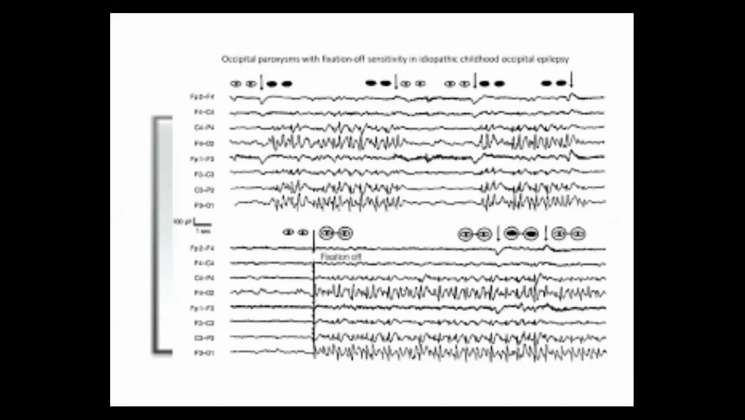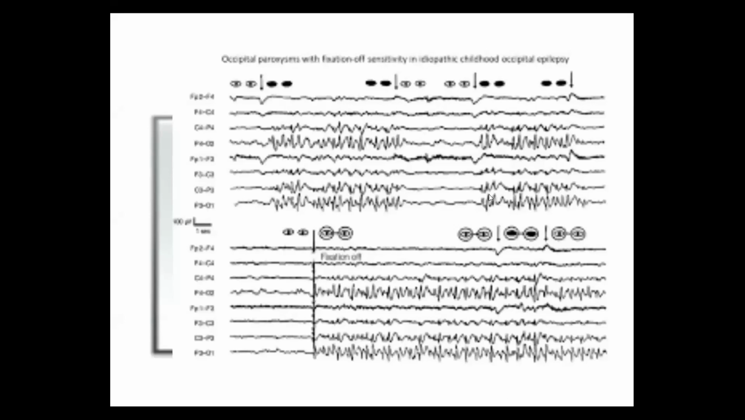You can see the spikes come in immediately. The moment the eyes open or you try to fix something, it will disappear. This is the place where it disappears. And immediately, if you close, it appears. This is called scotosensitivity, the eyes-closed sensitivity.